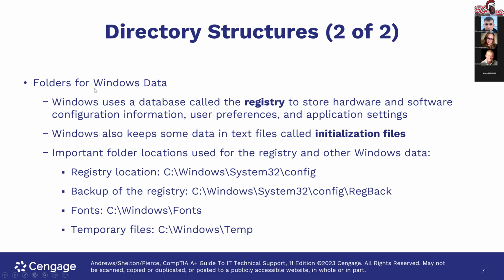Folders for Windows data, though. So the Windows data is going to be separate from your own data. And so Windows uses a database called registry to store hardware and software configuration information, user preferences, and application settings. Windows also keeps some data in text files called initialization files. Important folder locations used for the registry and other Windows are these.